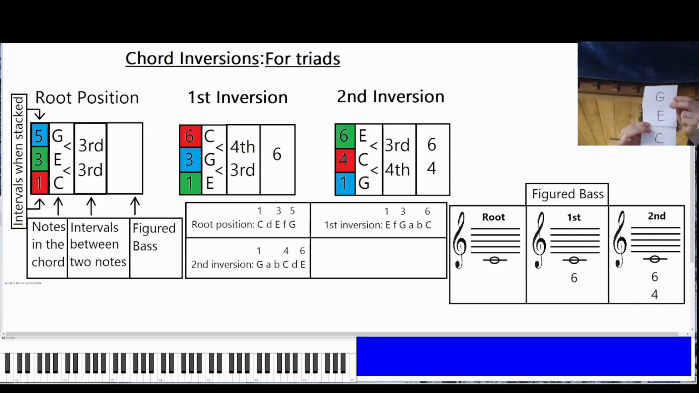Then if I go back to the root position, now if I want a second inversion from the root position state, all I do is take the bottom two notes, in this case C and E, and keep them in the same order. So C and E is still in the same order, and I have a G, C, and E. Pay attention, it's in the same order: in the beginning I had C, E, G, and now I have G, C, E. That is second inversion.